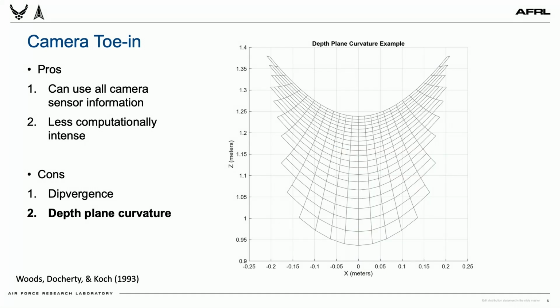Another con is you get this depth plane curvature. Just to note, this is an image space image, and all of these are based off of Andrew's famous 93 paper. And so one thing you get from camera toe-in is depth plane curvature. So you can see that here. This is all happening in your x-axis. So basically in the real world, if something's moving left to right or right to left, but staying in the same depth plane, in your image space it is going to look like it's coming towards you and then going back away, even though it's not in the real world.